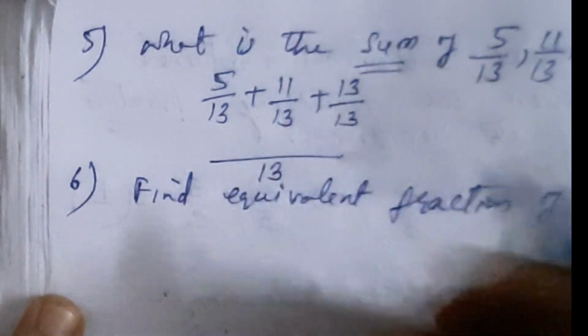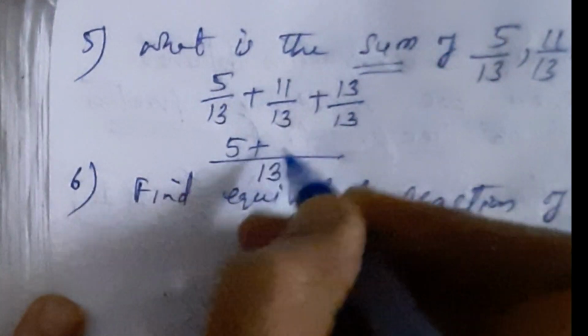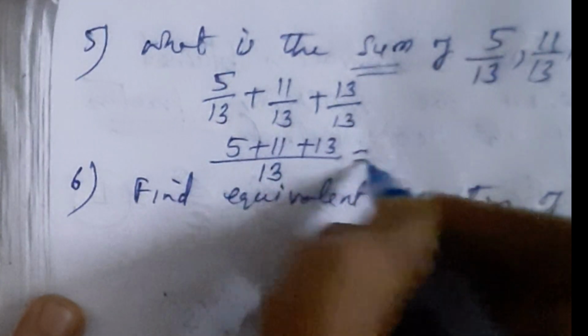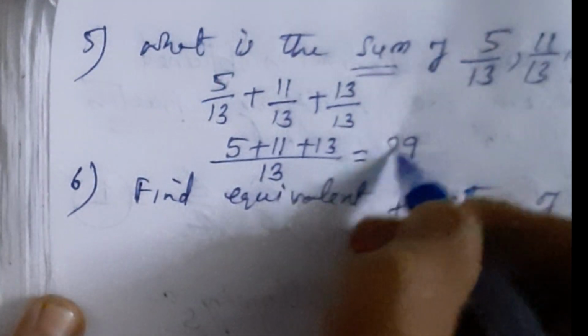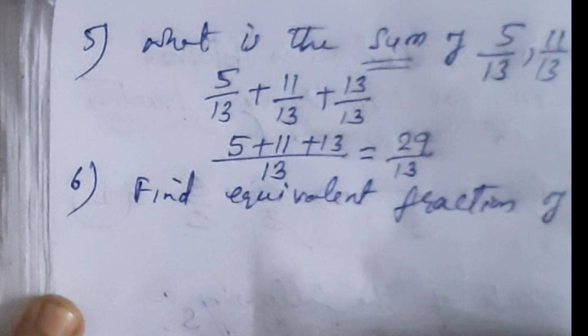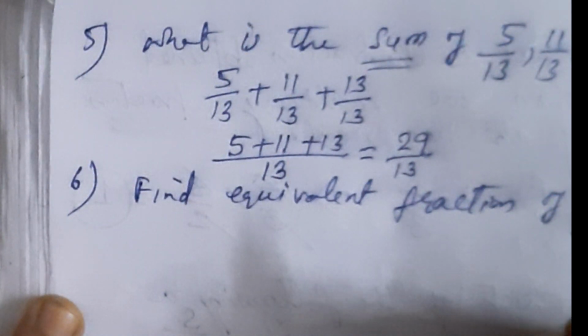Denominator is common, so LCM is 13. Now add all the numerators together. Adding all the numbers, 3 plus 1 is 4, 4 plus 5 is 9, 9 plus 20 is 29, so 29 upon 13. Now divide and convert it into a mixed number.